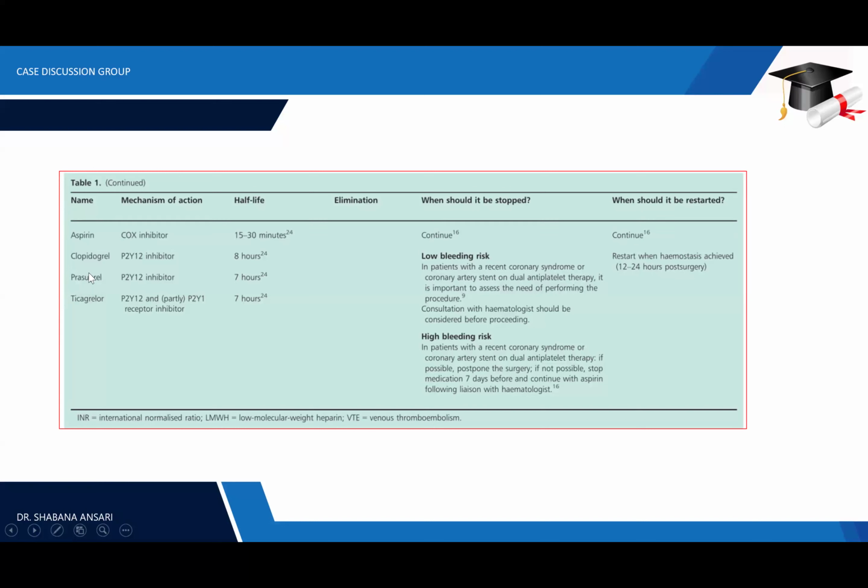But if the patient is having dual therapy, aspirin and clopidogrel, then we will see whether it's a low bleeding risk, she can take both the medications. If it is a high bleeding risk, then we will see whether we can postpone the surgery. If we can't postpone the surgery, then we are going to stop clopidogrel just 7 days before the surgery, and aspirin is continued with liaison with the hematologist. So at all times, we have to involve our MDT.